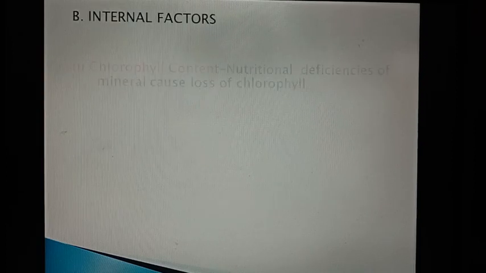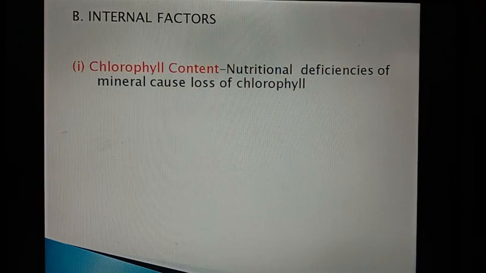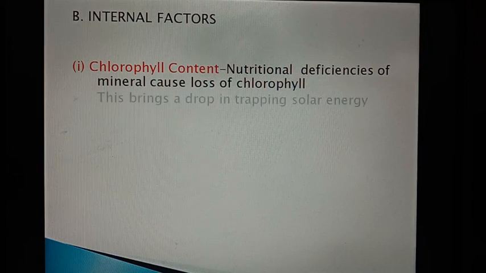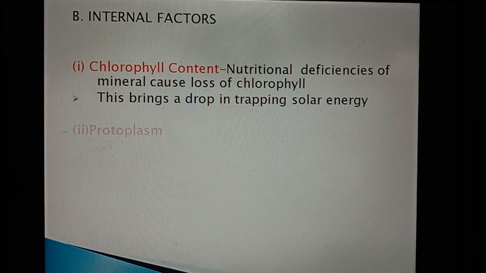Internal factors. The very first internal factor is the chlorophyll content. As we all know, chlorophyll is the very vital and important pigment of the plant. It is a green color pigment of the plant that carries out the photosynthetic process. So the nutritional deficiencies of minerals may cause the loss of chlorophyll. This brings a drop in trapping the solar energy.